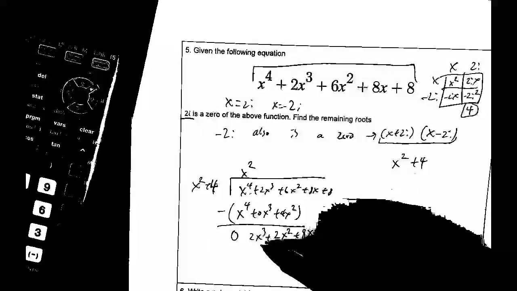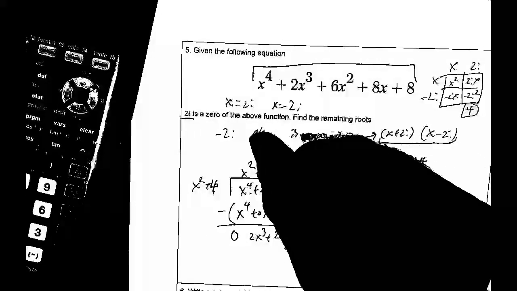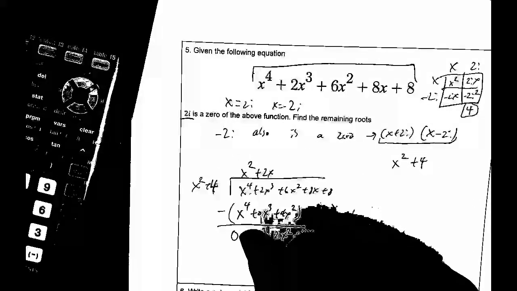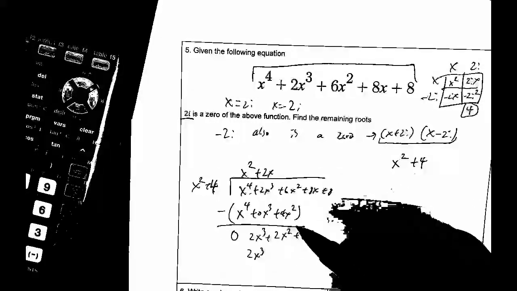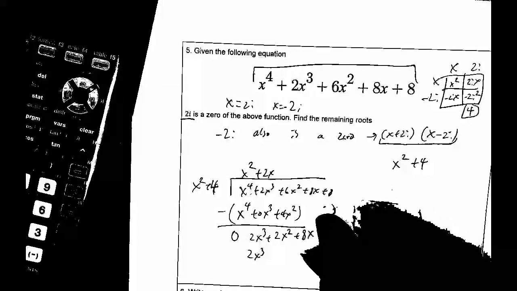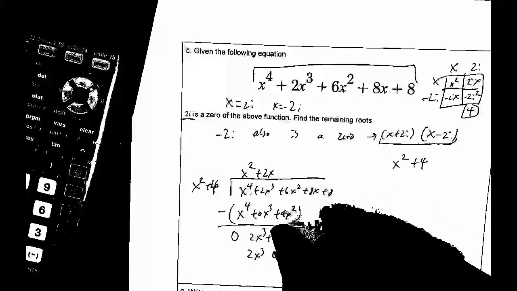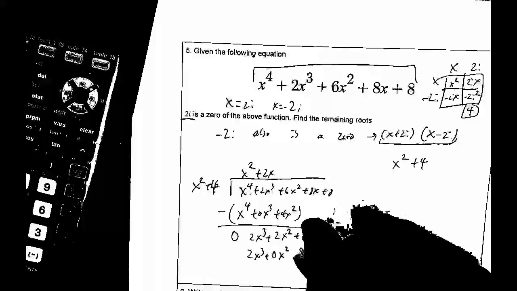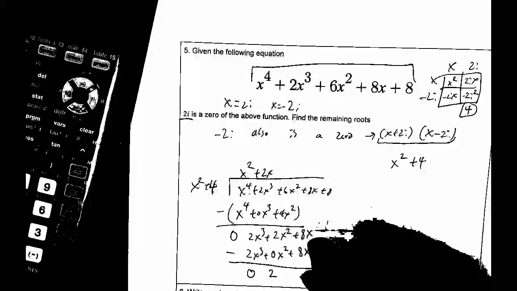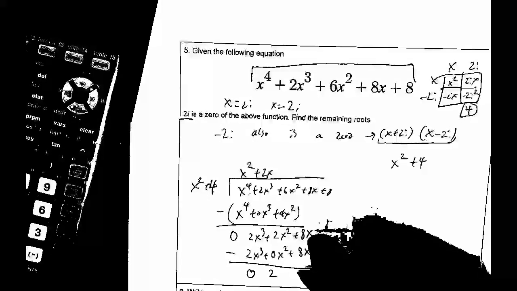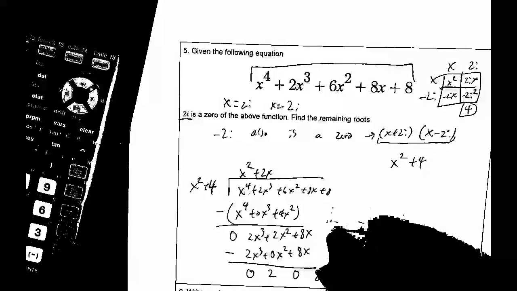X squared times what is 2x to the 3rd? That's just 2x. 2x times x squared is 2x to the 3rd. 2x times 4 is 8x, that'll be here, but there's no x squared, so 0x squared there, placeholder, right? Subtract all of that, you get 0, 2, 0, and then an 8 will drop down.